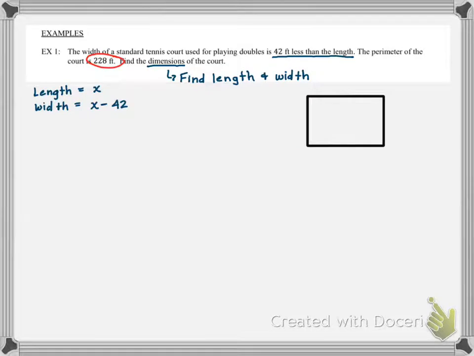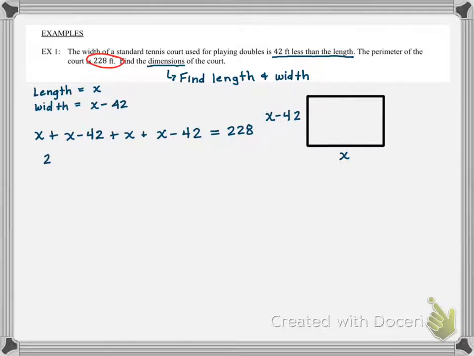We can draw a little picture. This is x. This is x minus 42. So the perimeter would be x plus x minus 42 plus x plus x minus 42. And then that's going to be equal to what they gave you. So the idea is taking something that they gave you a set number for and writing an expression for it using the variables in step one, and then you can set them equal to each other.